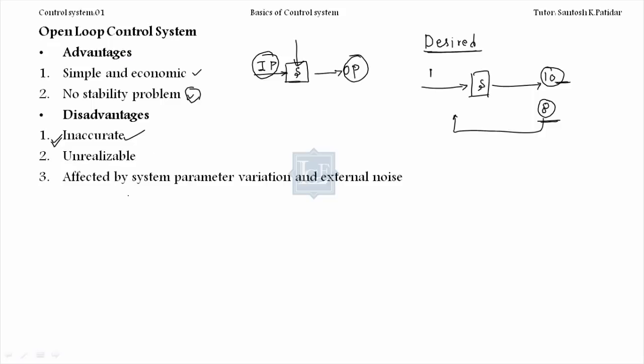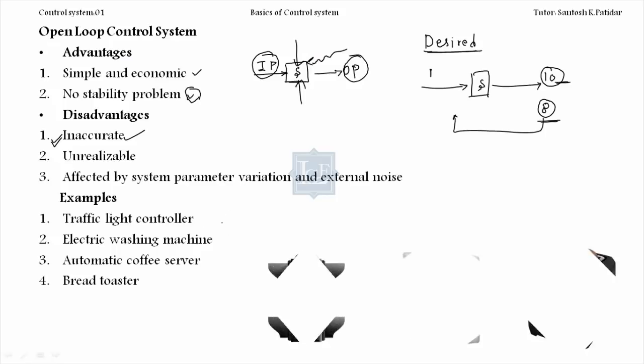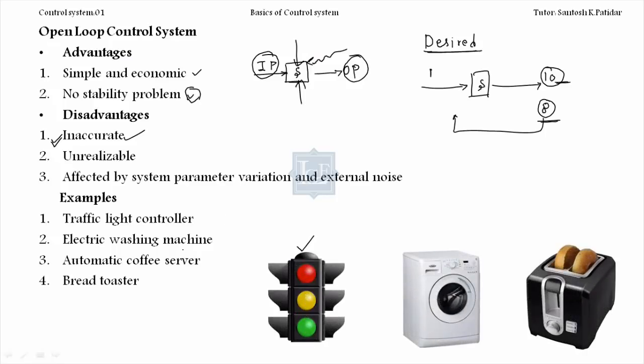This is unreliable and affected by system parameter variation and external noise. If the system parameters change or external noise comes into the system, it will affect the input output relation. I hope it's clear to you. Now what are the examples? Traffic light control. See, this is the example of an open loop system. Open loop system means this system is the control system, no problem at all.